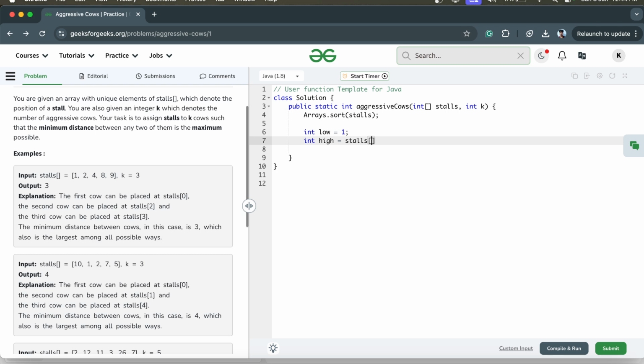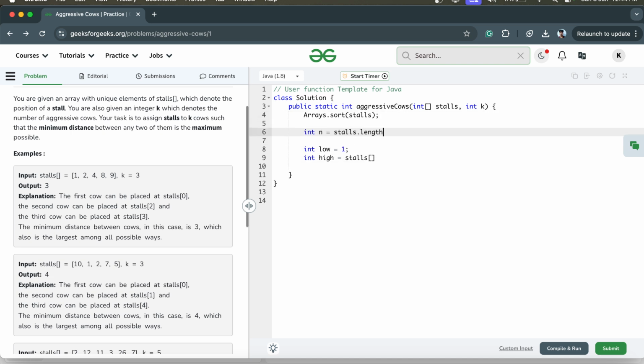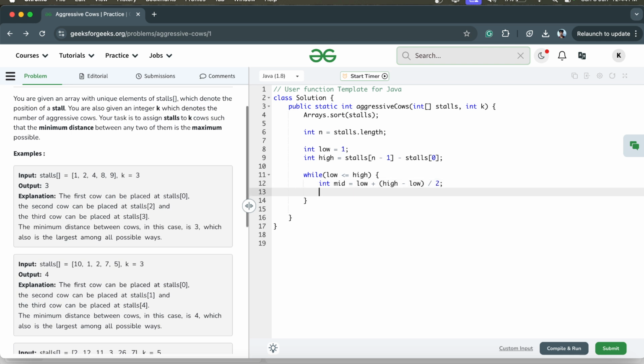stalls of, let us get the length, n equals stalls.length, and n minus 1, minus stalls of 0. Whatever the best possible distance between them, that is the answer we can have. While low less than or equal to high, let us get the mid. Int mid equals low plus (high minus low) divided by 2. Now we got the mid.